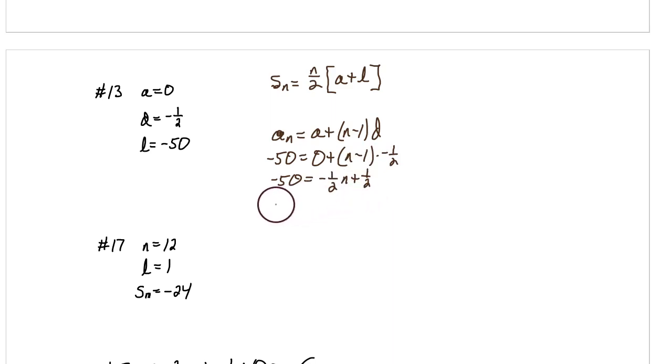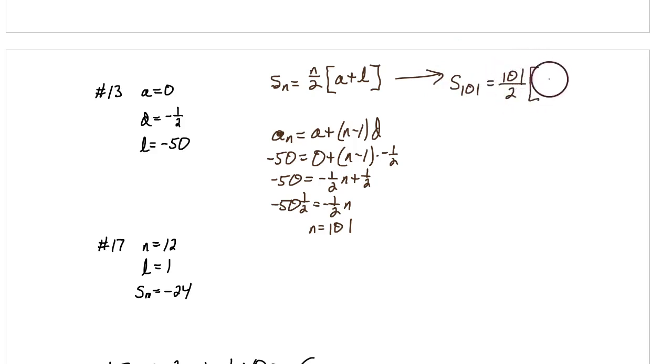When you subtract 1/2 from both sides, we have -50.5 is equal to -1/2 n. Then multiply by -2 on both sides, and n equals 101. There are 101 terms in the series. Now that we know the value of n, we can use our formula to find the sum of the 101 terms. It's 101 divided by 2 times the first term plus the last term. The result is -2,525.